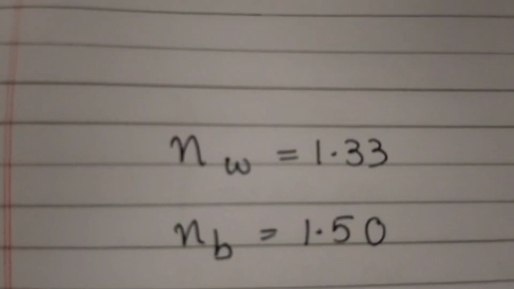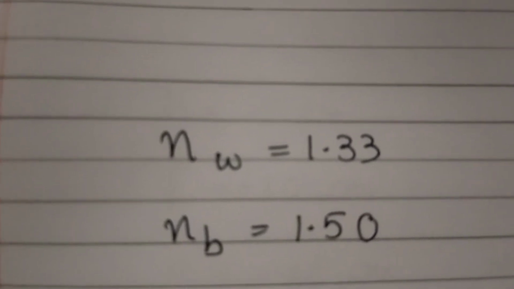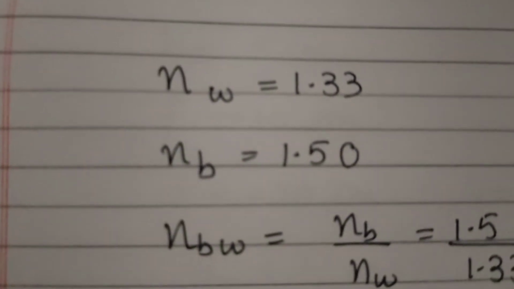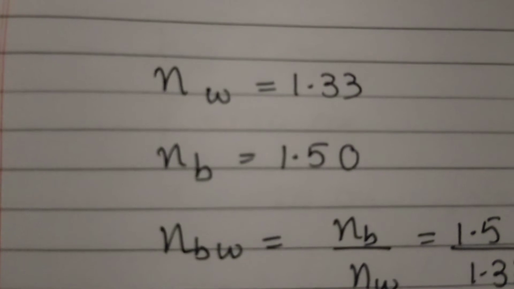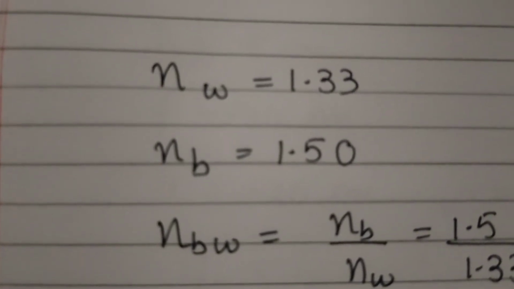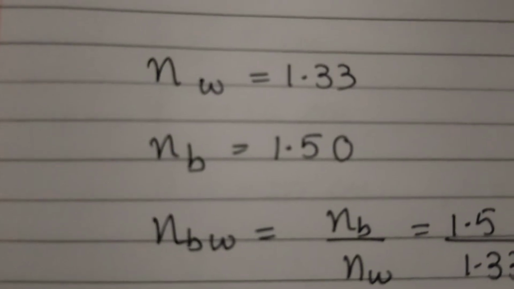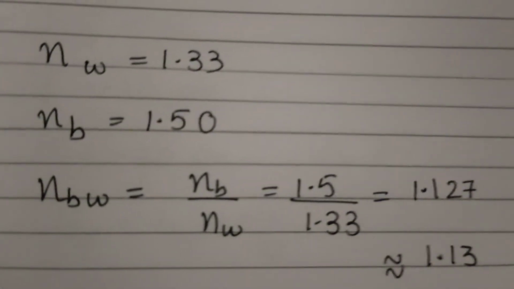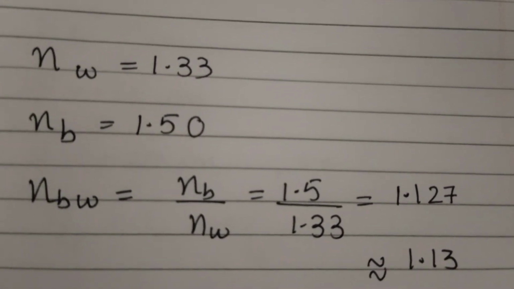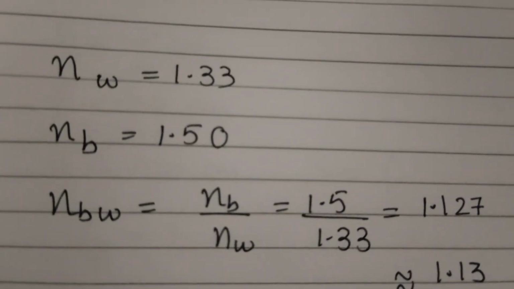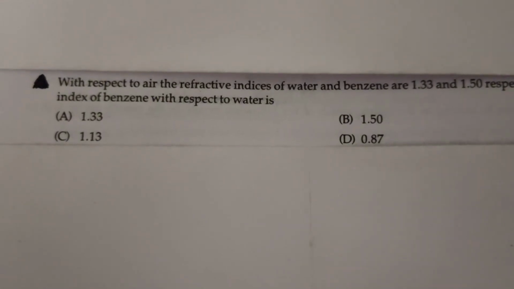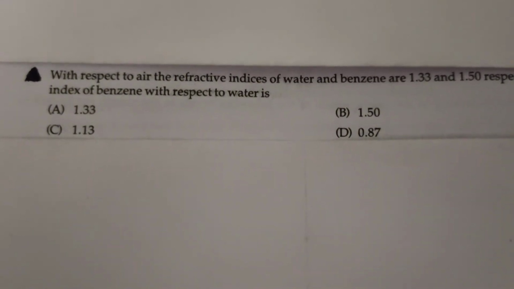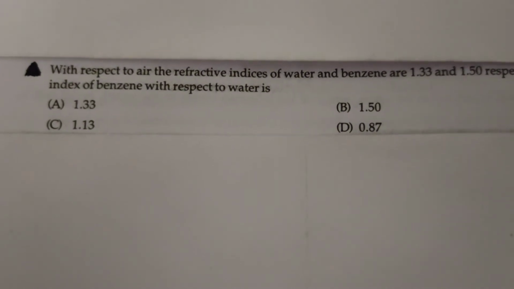See, in the question it is given that the refractive index of water is 1.33 and benzene is 1.50. So, the refractive index of benzene with respect to water is nB upon nW. nBW is nB upon nW, and that is equal to 1.5 upon 1.33, which is 1.127, which is approximately 1.13. So we have seen the working, and now we know that the correct option is C, which is 1.13.